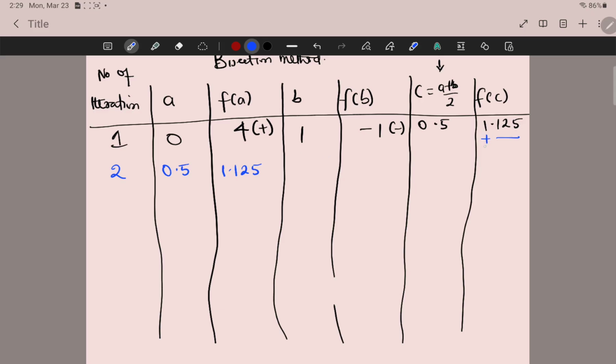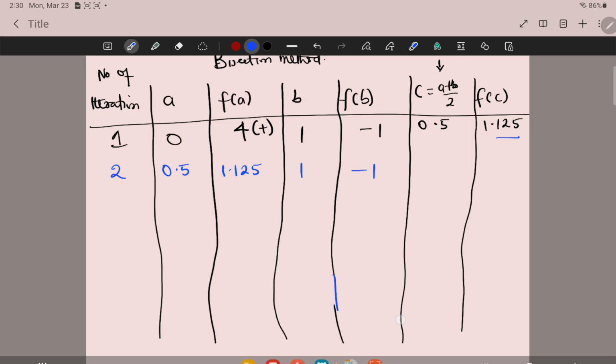So this person happens to be a positive figure, so you are going to tally it with a negative figure. Who was the last person to give you a negative? B, because f of b is minus 1. That's a negative figure. So at this point, my b now will be 1 again. My f of b will be minus 1.